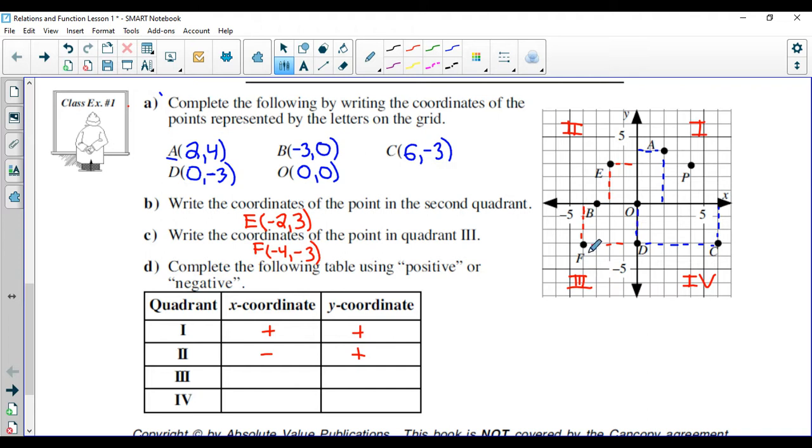Quadrant 3, so that'd be point F. That has both a negative x and a negative y-coordinate. And then quadrant 4, that'd be point C. So point C would have a positive x-coordinate and a negative y-coordinate. Okay, so that's just a little review of your different quadrants in a Cartesian plane and how to plot the points.